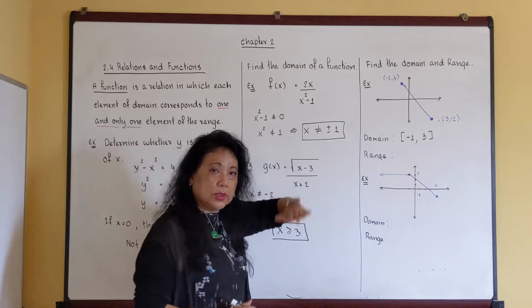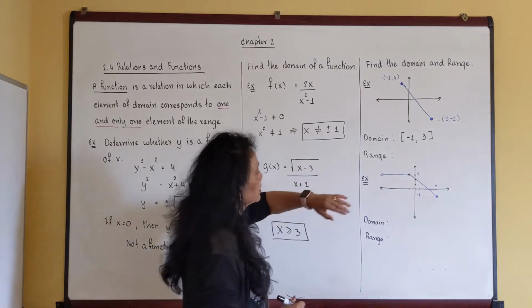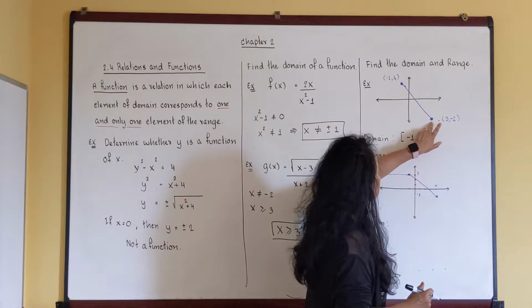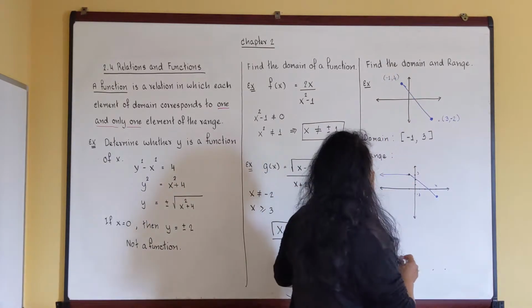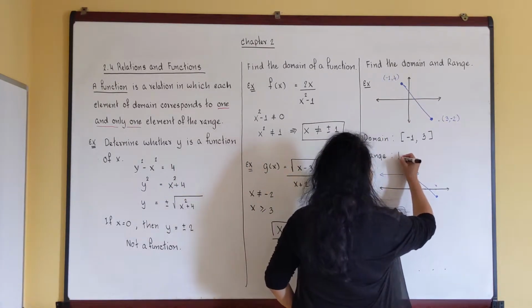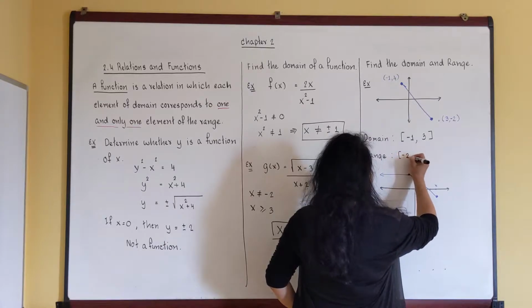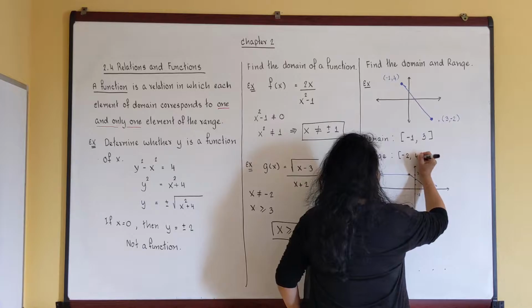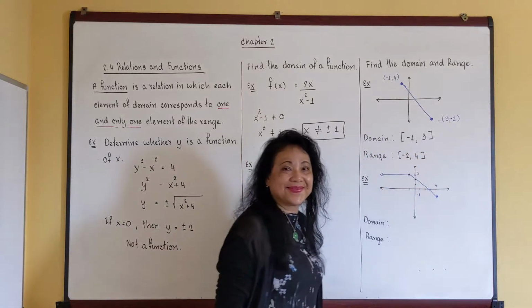Now range, you look at up and down. So it's going to start from here, which is -2, up and down. So it's going to start from -2 up to 4, not above 4, including 4. So that would be your range.